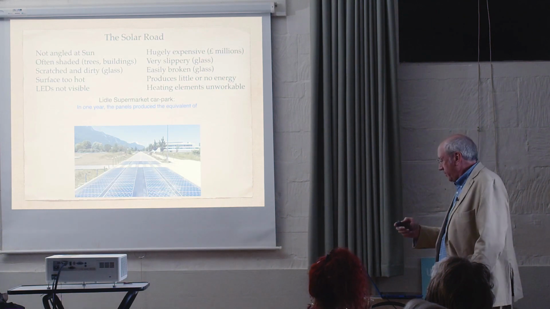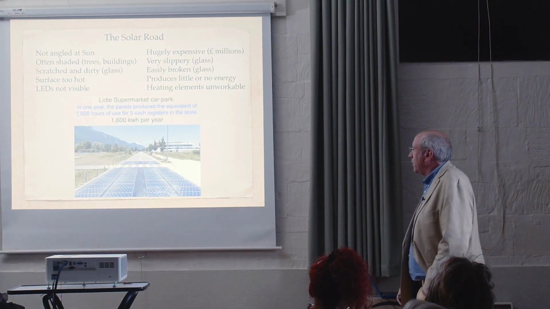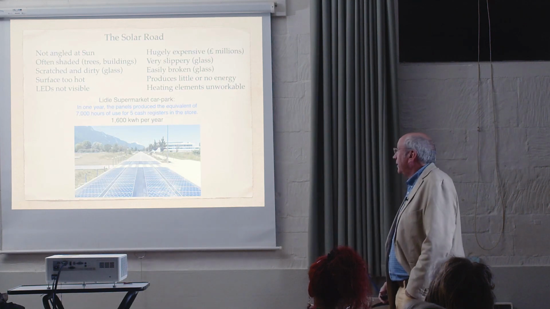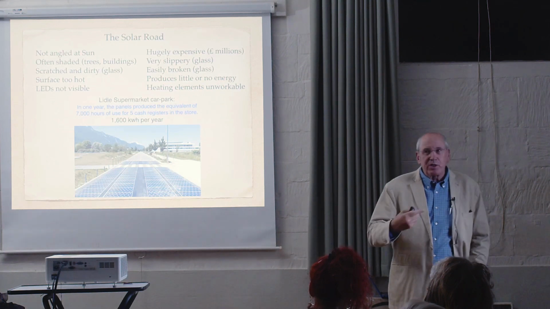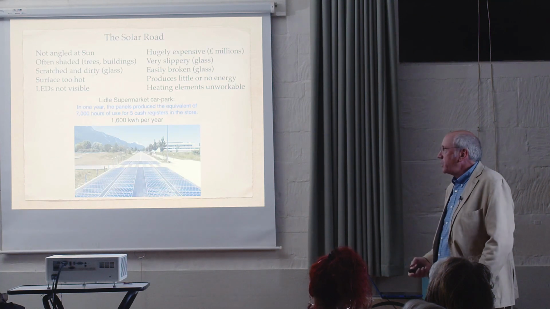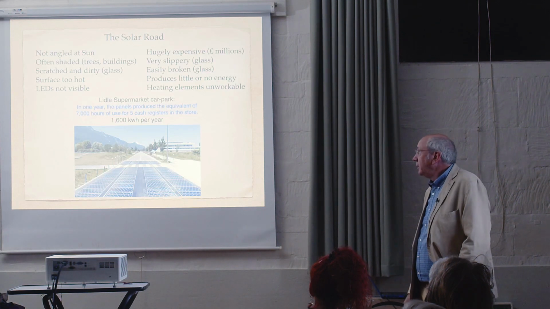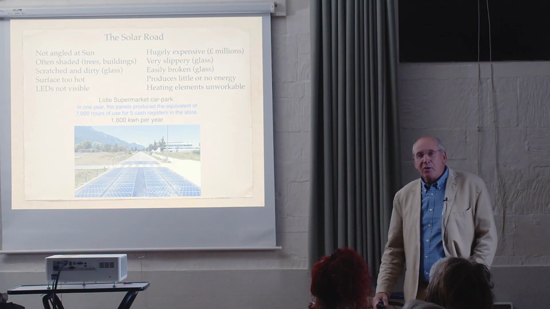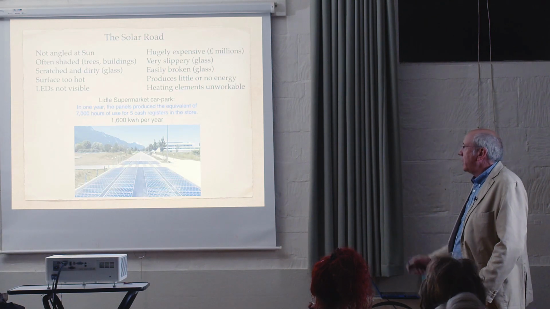And then they boasted that in 1 year, the panels produced the equivalent of 7,000 hours of use for 5 cash registers in the store. 5 cash registers. A cash register uses about 45 watts. 7,000 hours is about 1 year, so it was about 1 year's worth of 5 cash registers going. Not including the fridges and the heating and the lighting and God knows what you want in a supermarket. It produced 1,600 kilowatt hours per year.